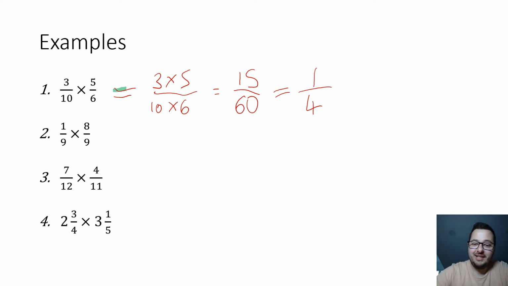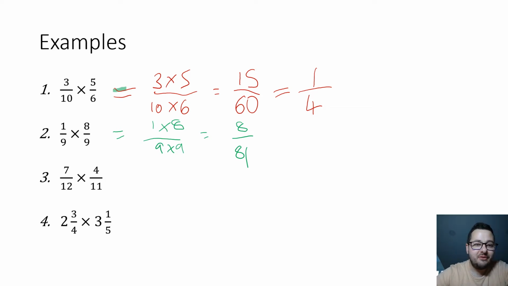Okay, let's do another one. So we want to do 1 over 9 times 8 over 9. So again, we times the top two together, so 1 times 8, and we times the bottom two together, 9 times 9. 1 times 8 is 8, and 9 times 9 is 81. And that cannot be simplified, so that's our answer.